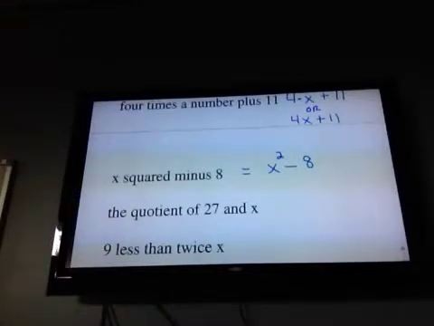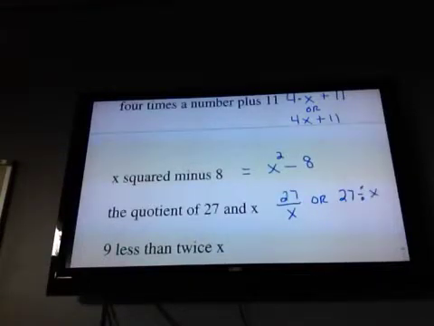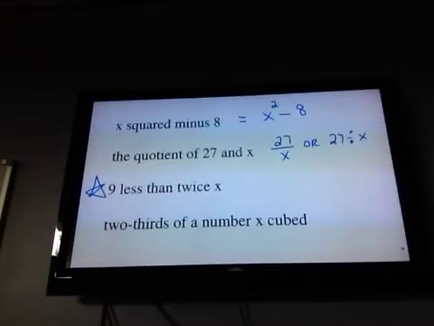The quotient of 27 and x. Like the previous one, I like to write as a fraction, but it doesn't have to be. So either one of those is acceptable. Here's my most commonly missed one, because there's only one way to write it. 9 less than means I am subtracting 9. It comes second. You cannot write that first.